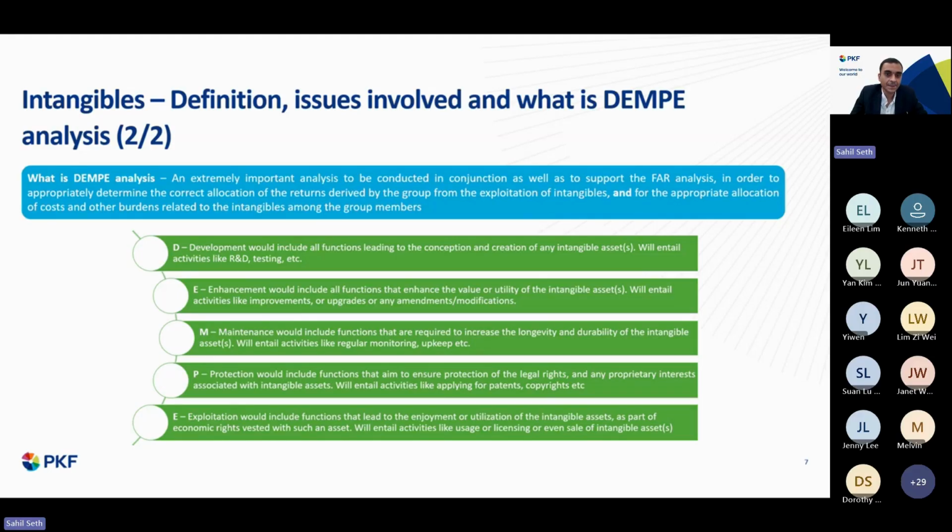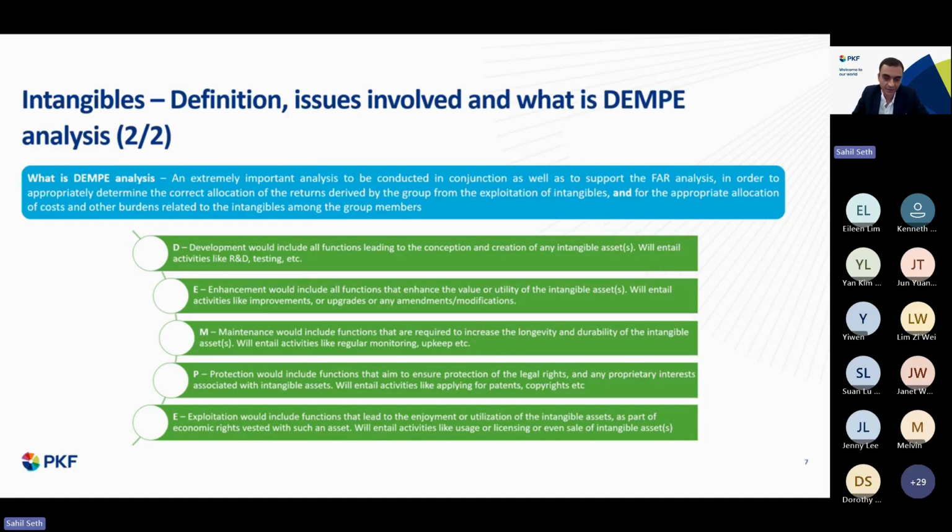So that's why exploitation becomes important to understand, as to what kind of rights the entity who is using has for the intangible. Accordingly, the return for the licensor, or the entity who has given the intangible, needs to be determined. In sum and substance, the DEMPE is important for each entity of the value chain to determine their profitability and their returns and the costs involved towards the intangible.